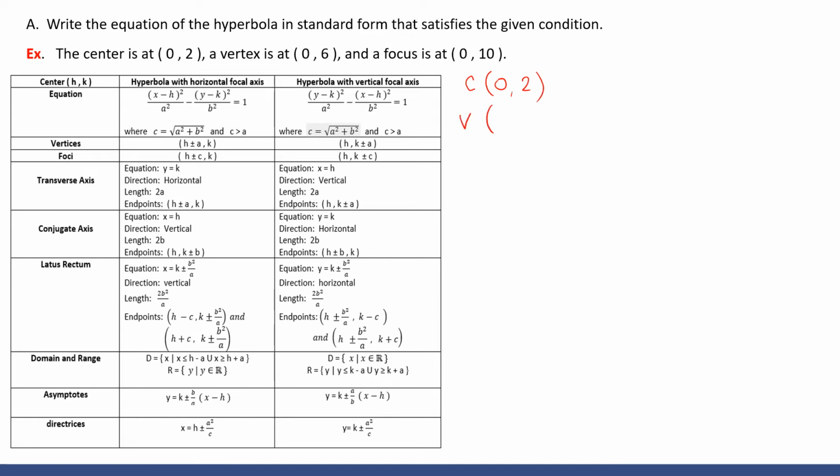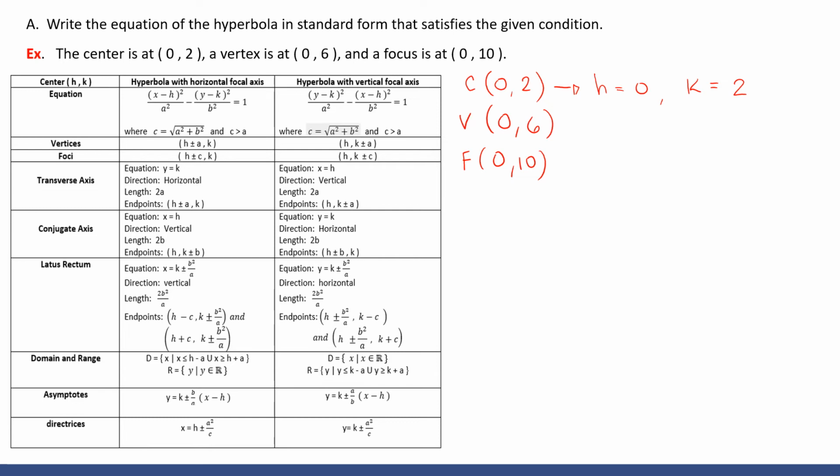Given vertex (0, 6) and focus at (0, 10). Since you have this center (0, 2), it means H is 0 and K is 2. If you look at your vertex, it is (0, 6), which of course, 0 is your H value.